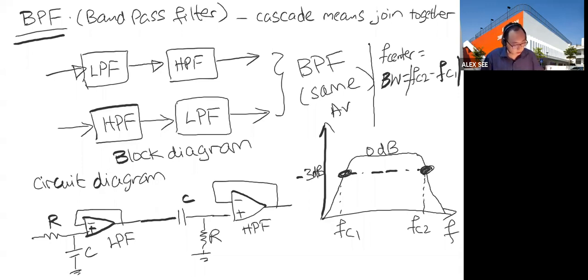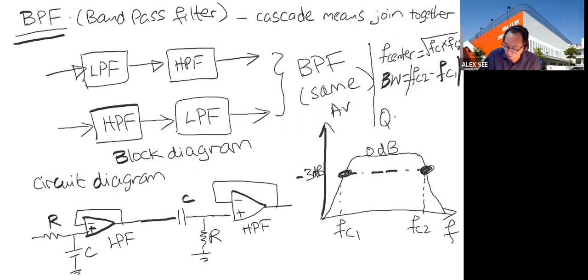Then you can find the F center. How do you calculate F center? You don't remember the formula? Something square root, that's how you all say. Square root, right? Anybody can recall? F center is the square root of FC1 times FC2. That gives you the F center. And then finally the Q.